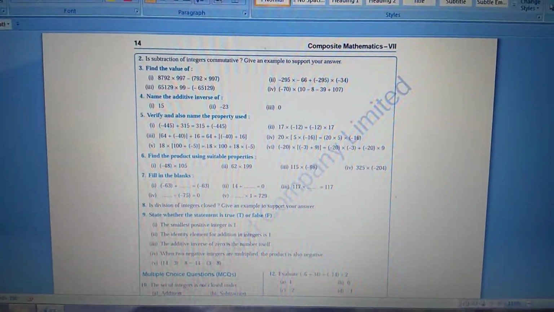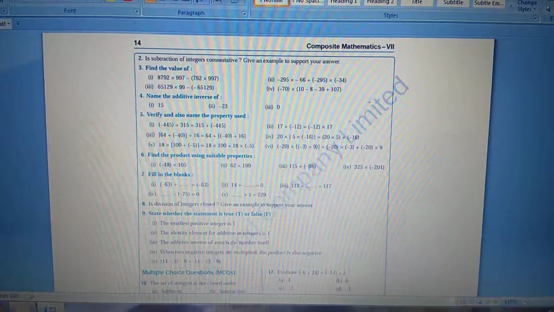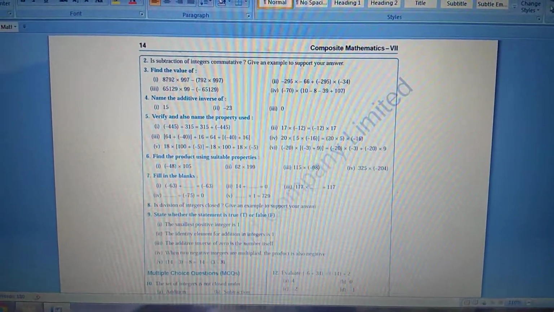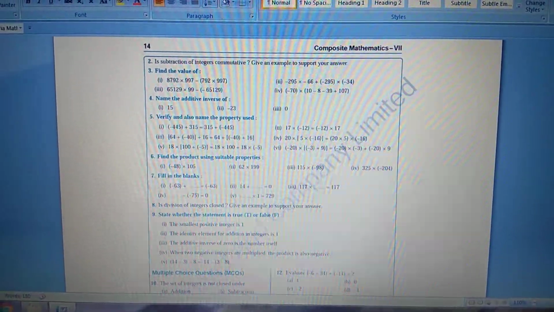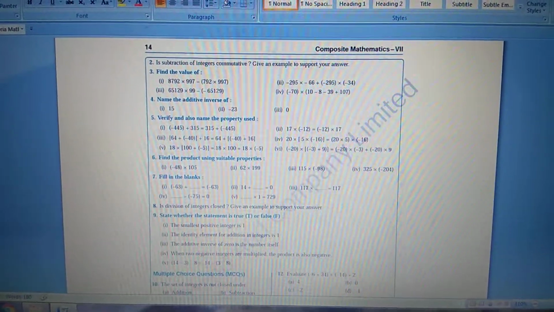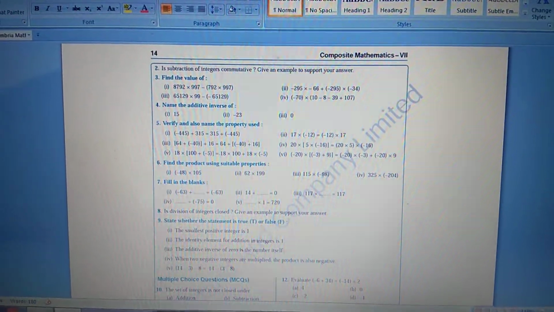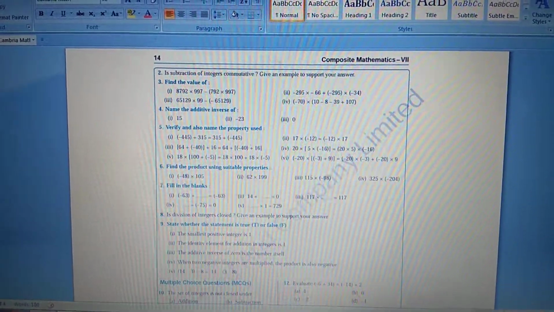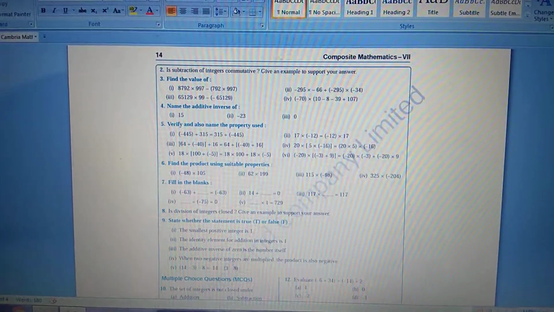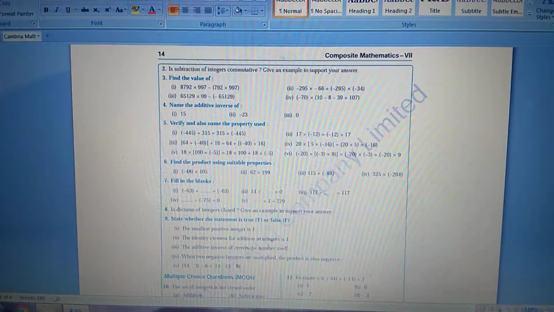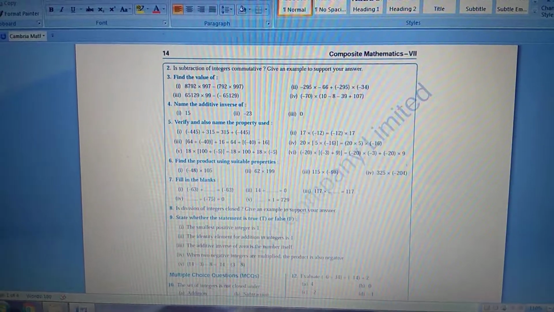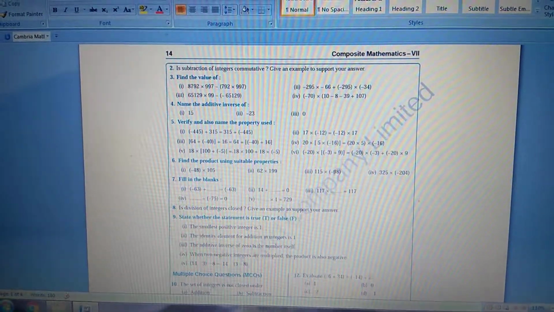So thinking that you all have done all the work on time, I am back here with the remaining questions of this exercise 1D. In our last class, we have done up to question number 3. So today we are going to start with question number 4. Turn to page number 14 of your book and look at question number 4.